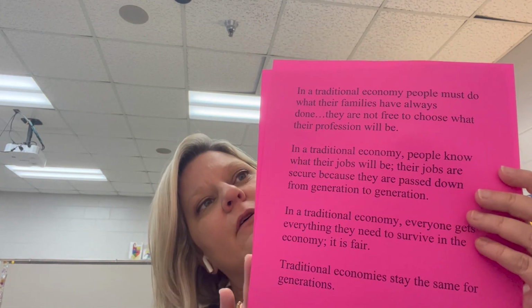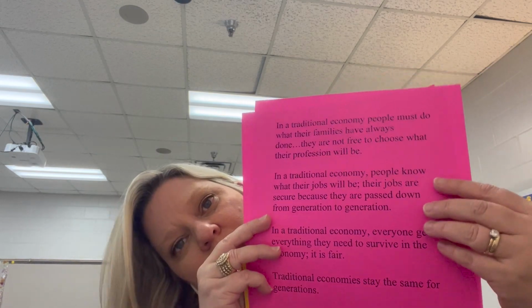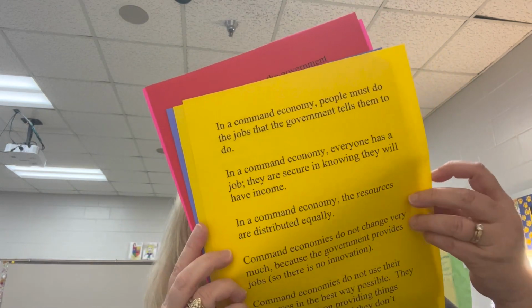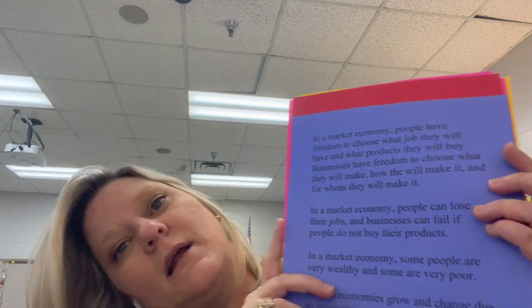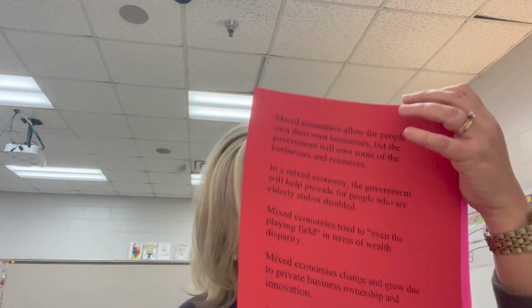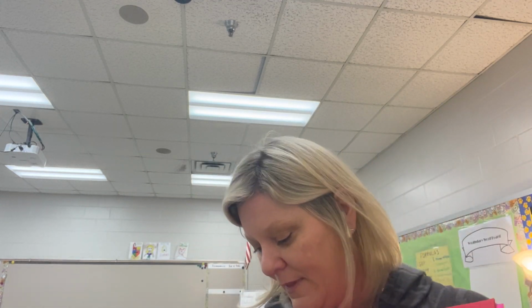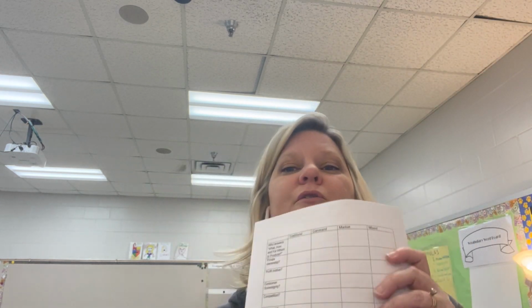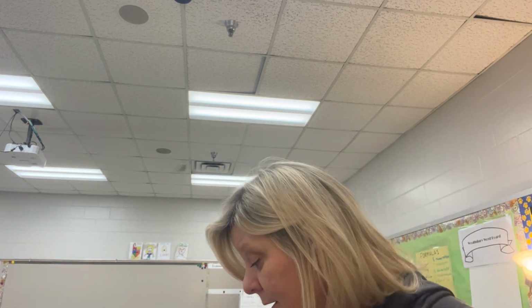I've color coded them, where all of the traditional economies are in pink, all of the command economies are in yellow, market economy is in blue, and mixed economies are in red. That way, if they haven't filled out a block, they'll know which color they can go back to. And so they're going to read the information and be able to fill out the graphic organizer on these activities. So that should get them up moving around. I'll post these around the classroom before I leave tomorrow.